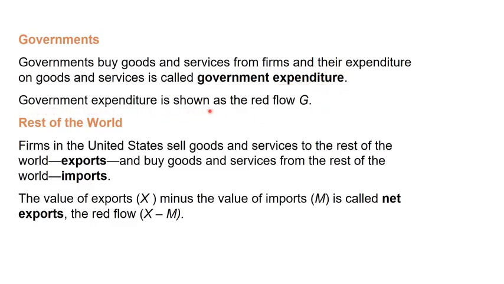Government expenditures is shown as a red flow G. Understand what G represents. Rest of the world: firms in the United States, for example, sell goods and services to the rest of the world as exports, and buy goods and services from the rest of the world as imports. The value of exports minus the value of imports is called net exports. The red flow, which is X minus M.